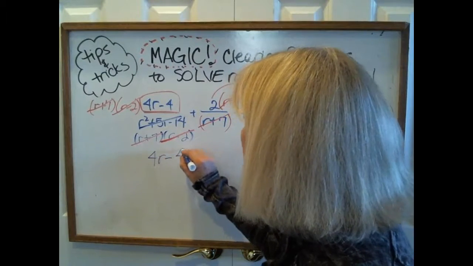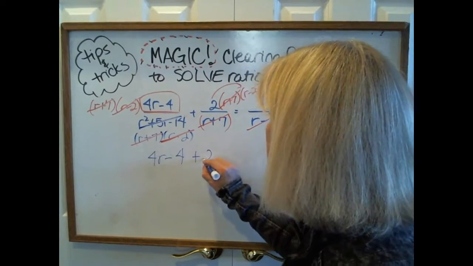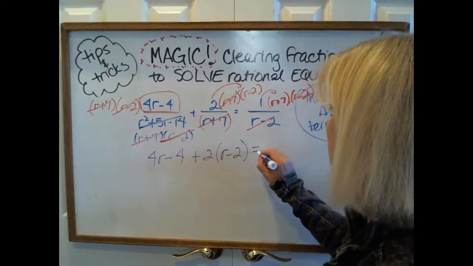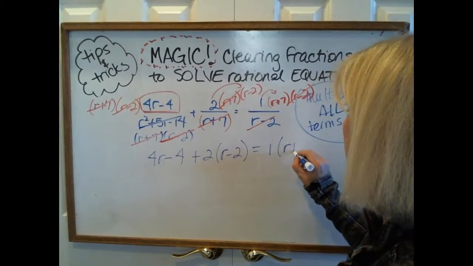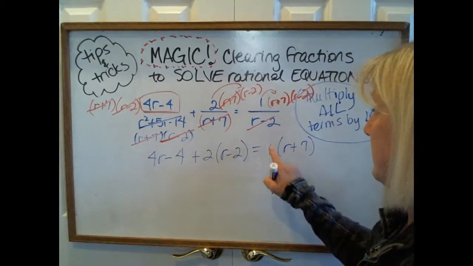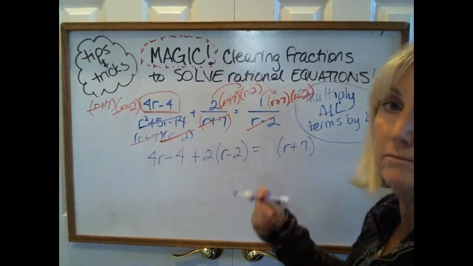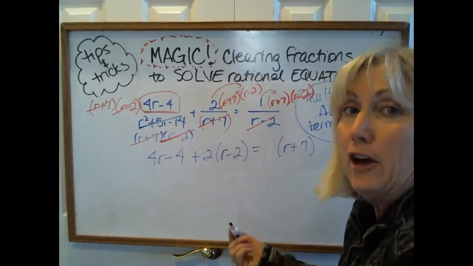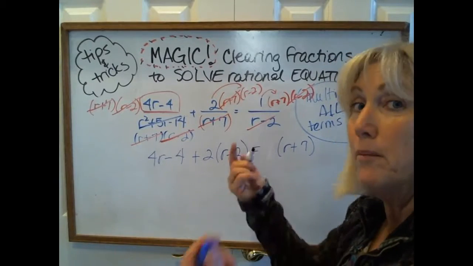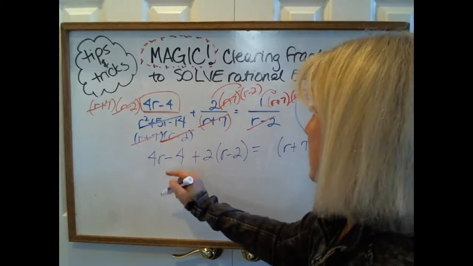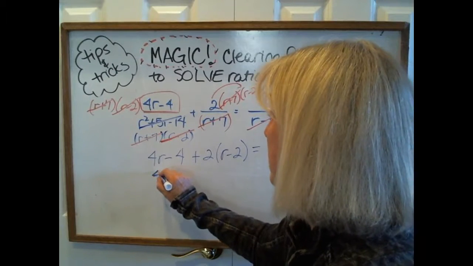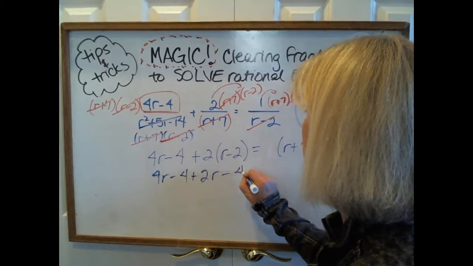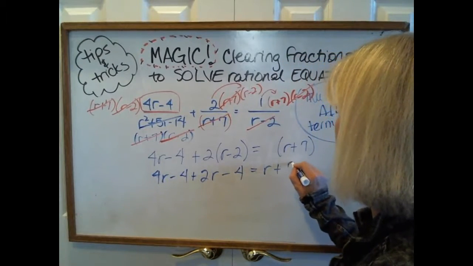4r minus 4 plus 2 times what's left here, r minus 2 equals 1 times r plus 7. And we don't need that 1 there because it doesn't change anything. So now notice this is just a regular algebra equation, no denominators, poof, magic, gone. So here we're going to simplify, so we have 4r minus 4 plus 2r minus 4 equals r plus 7.